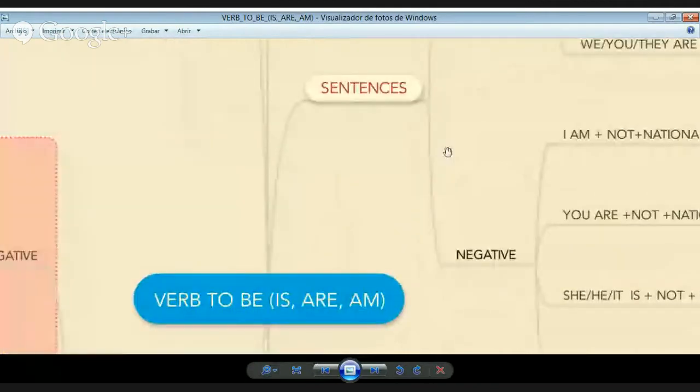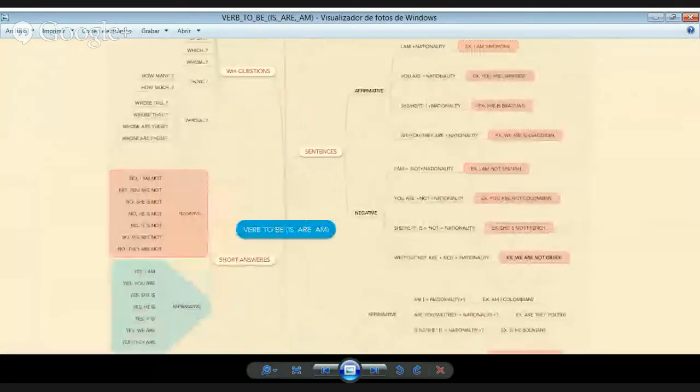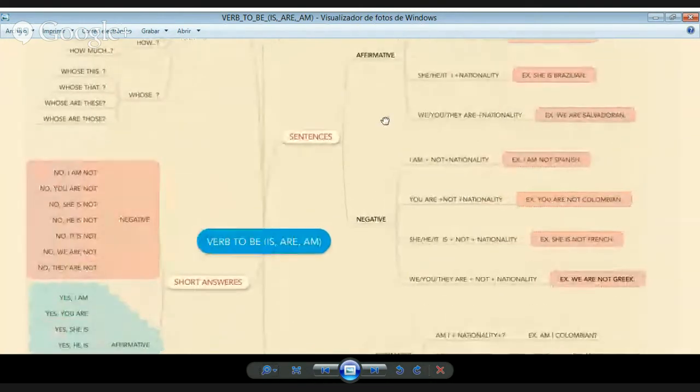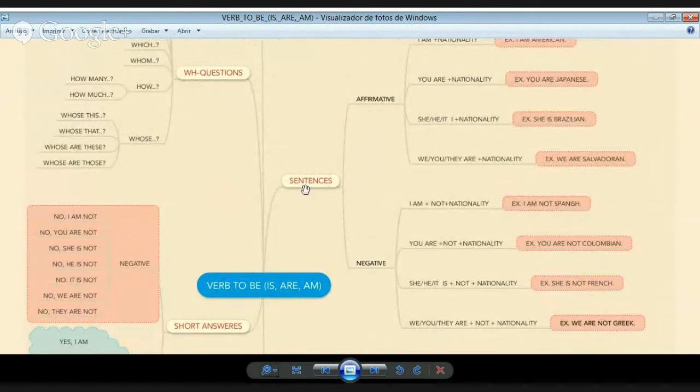Okay, so this is the picture that you have for the usage of the verb be. So when you talk about the verb be, you have different applications. You have sentences. The sentences can be affirmative and negative. Okay, so it is really important to make this difference, que cuando utilizamos el verbo be vamos a tener diferentes aplicaciones. En este caso tenemos sentences, affirmative sentences, negative sentences.